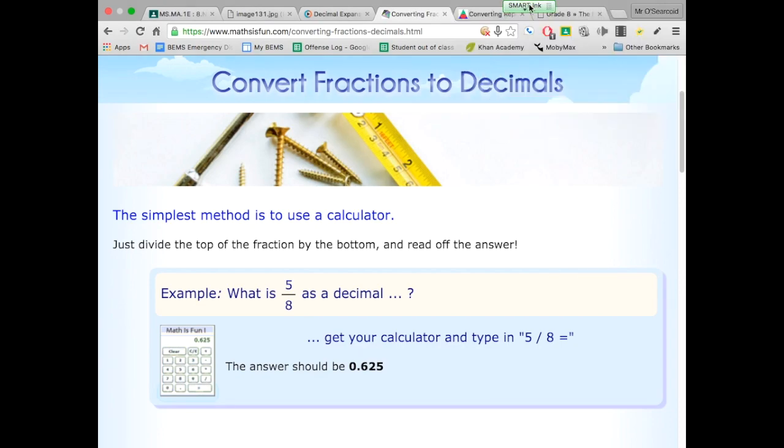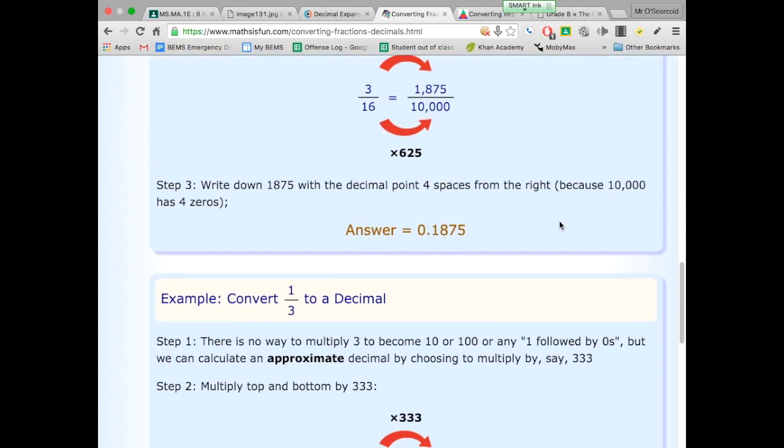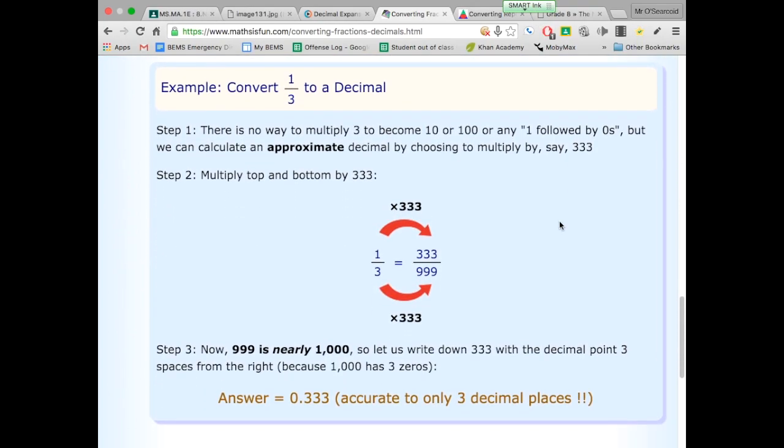A prime example of that is if you look at this Math is Fun site and scroll further down, you notice an example of converting 1/3 to a decimal. The process they use only approximates. It's not accurate. If you, however, use long division and try to divide 1 by 3, you will notice quite quickly that there is a pattern.